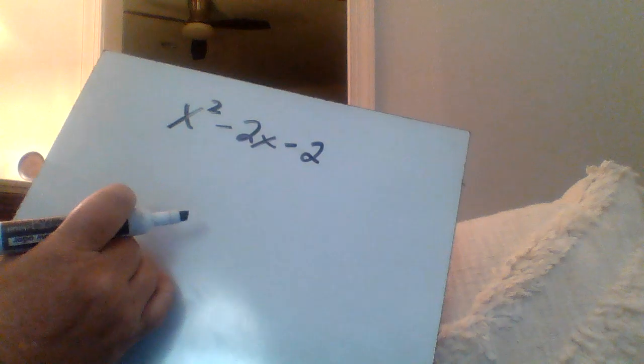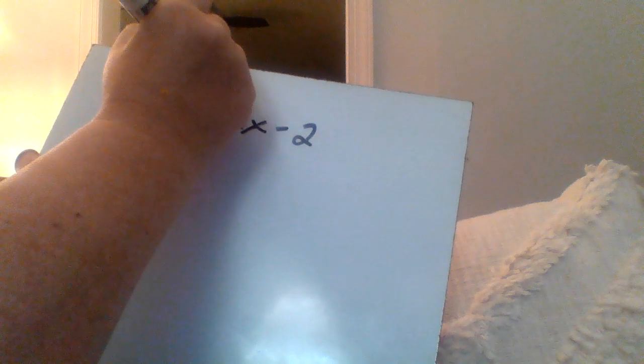the first example that they give you is graphing the function x squared minus 2x minus 2. So this is our quadratic function, or our quadratic equation that we are going to graph.